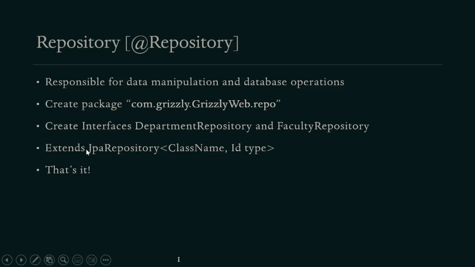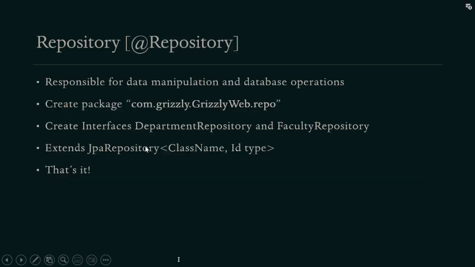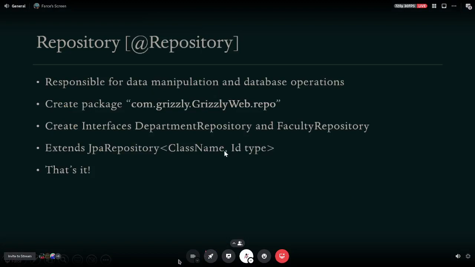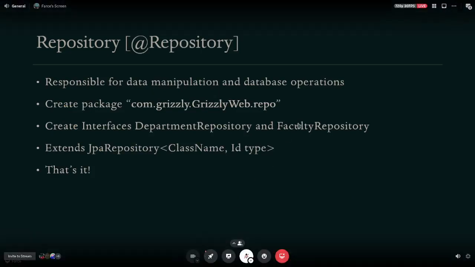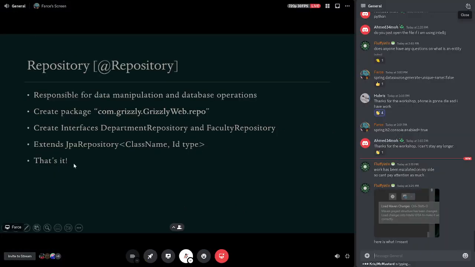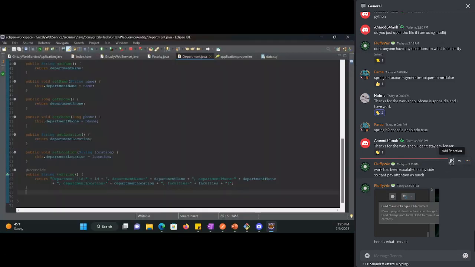And in the namespace, so check out the namespace. When we create the faculty repo, we need to make sure it extends JPA repository. And we're gonna put in the class name and the data type of our ID as arguments. Okay. Let me show you what I mean.